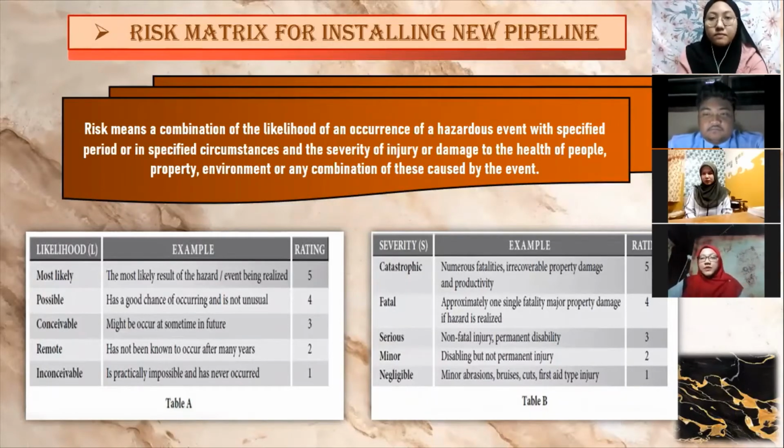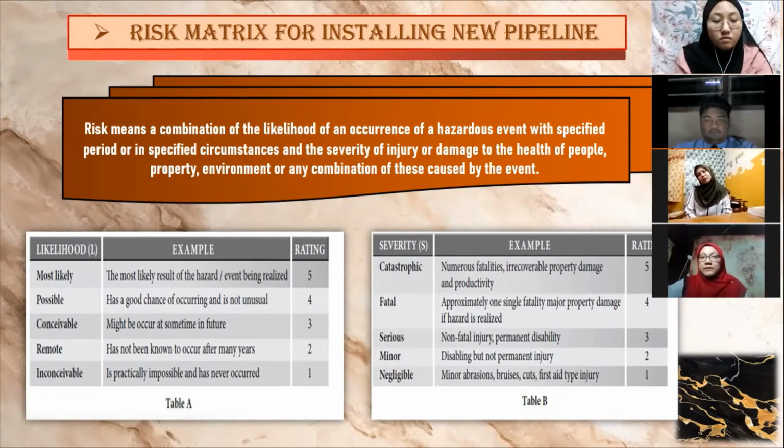Okay, Assalamualaikum. My name is AFIQAH. Today, I would like to talk about the risk matrix for installing new pipeline. So, what is risk? Risk means a combination of the likelihood of an occurrence of a hazardous event within a specified period or in specified circumstances, and the severity of injury or damage to the health of people, property, environment, or any combination of these caused by the event.